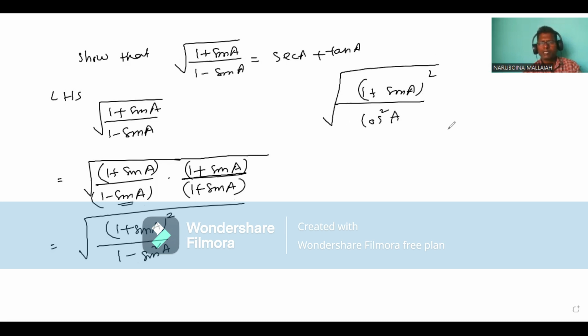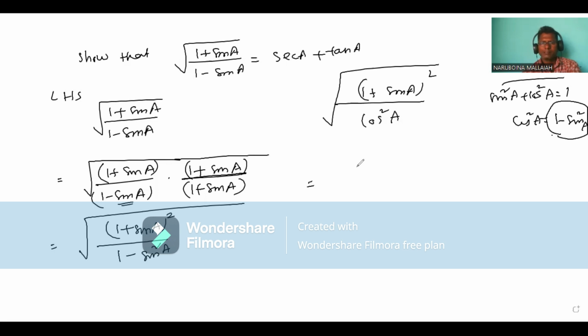1 minus sin square A is equal to cos square A. From this formula, sin square A plus cos square A is equal to 1. From this, you get cos square A is equal to 1, send this sin square A to the other side, and it will become 1 minus sin square A. So, 1 minus sin square A is equal to cos square A. That's why I write here cos square A.